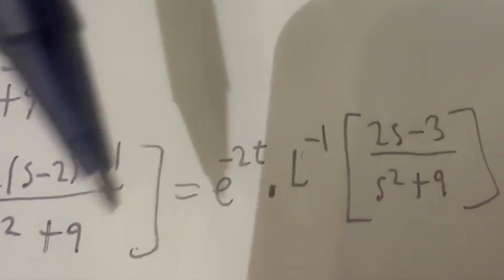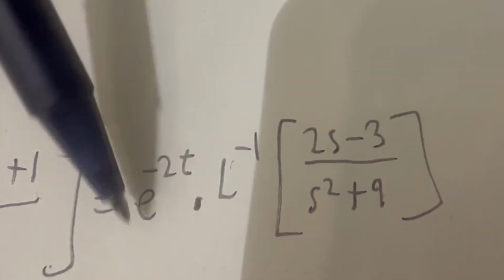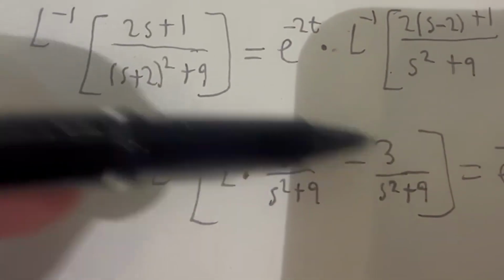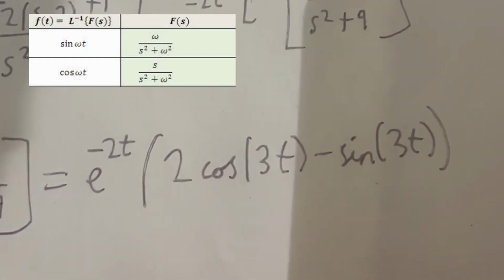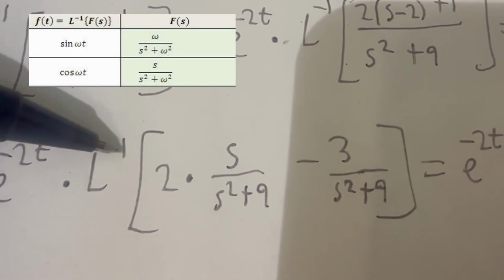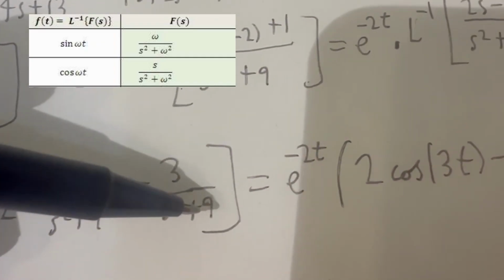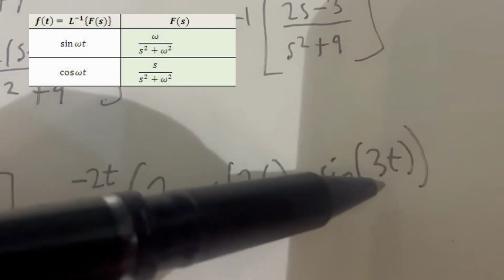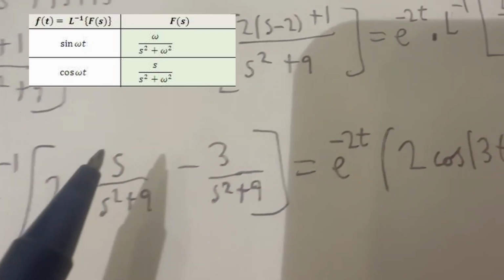Then we can simplify this out. Remember, this e to the power of minus 2t just remains untouched on the outside. Then we split it into separate fractions. And then using the formula booklet, we can convert the inverse Laplace of s over s squared plus 9 and of 3 over s squared plus 9 into cos 3t and sine 3t. And this gives us the answer very neatly over here.